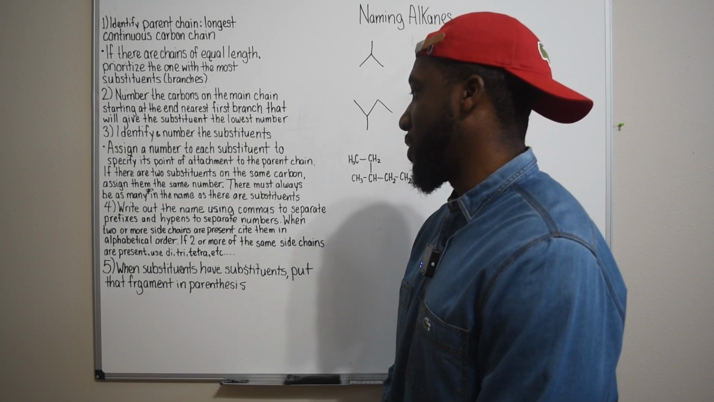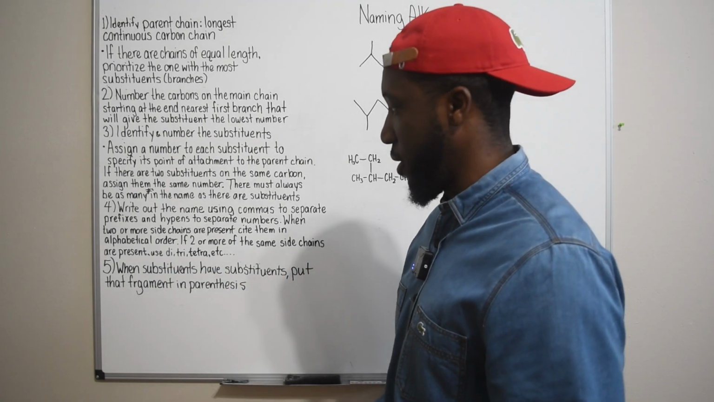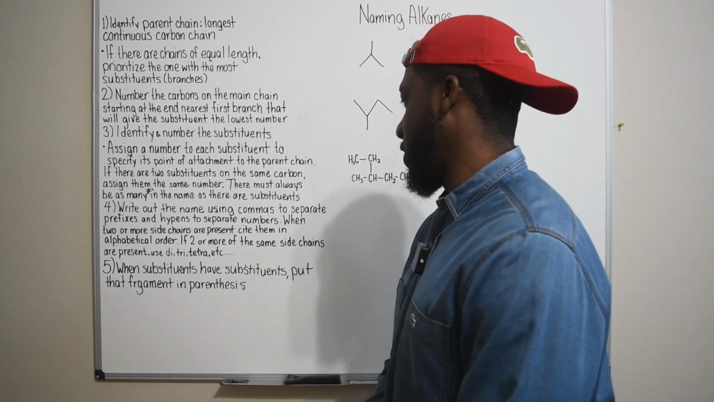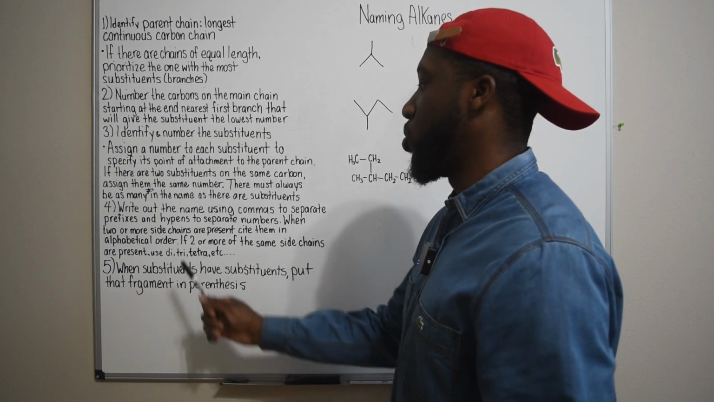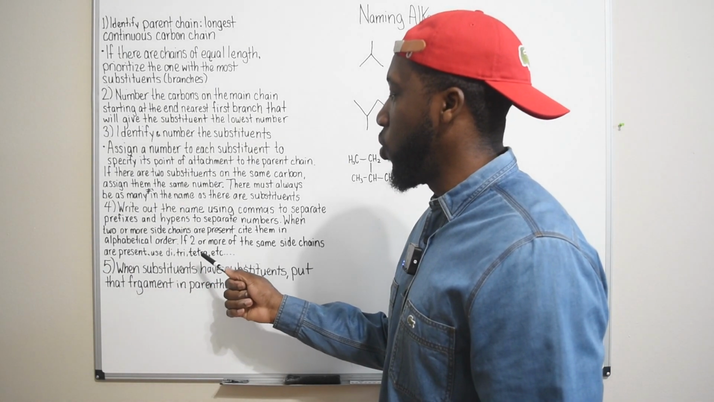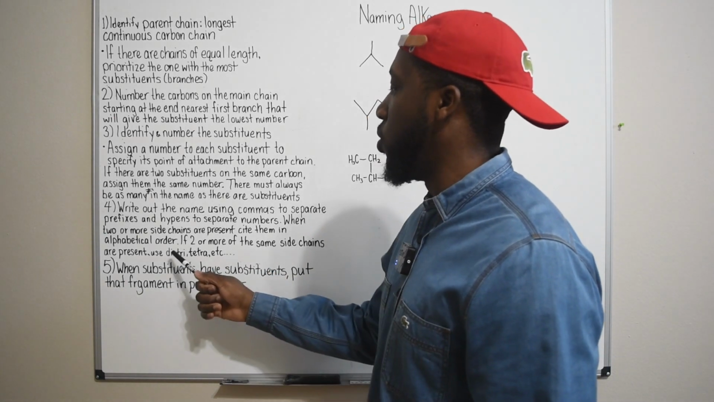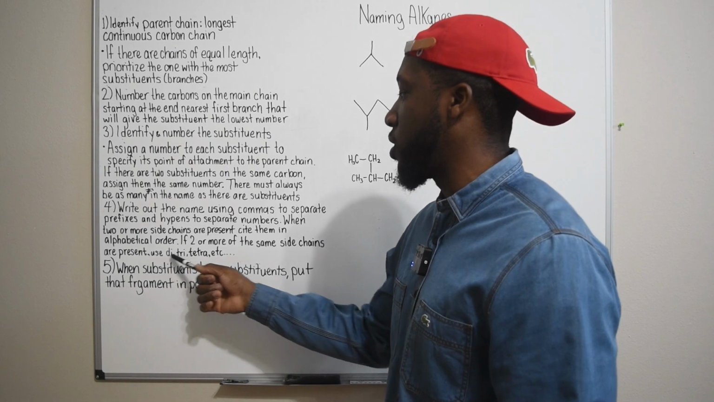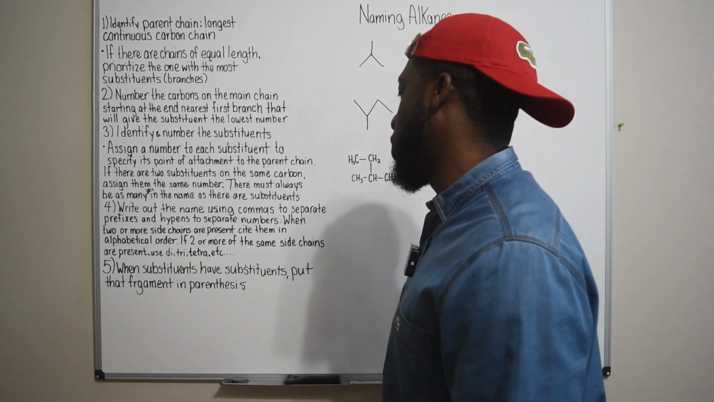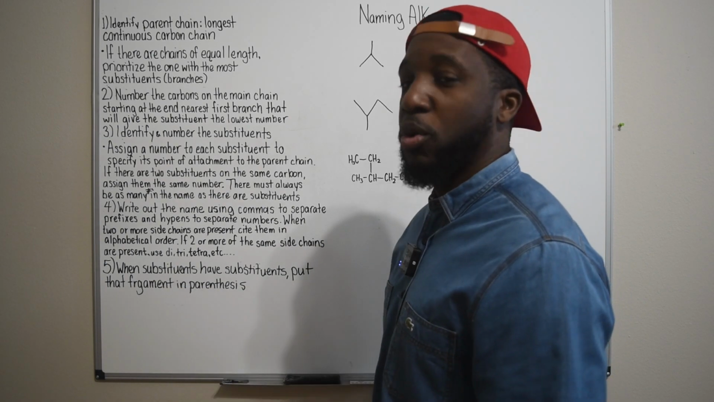When two or more side chains are present, cite them in alphabetical order. If two or more of the same side chains are present, use di, tri, tetra, etc. Do not use these prefixes to alphabetize. I'm going to repeat: do not use these prefixes to alphabetize. Don't do it. You're going to get it wrong. When the substituents have substituents, put that fragment in parentheses.